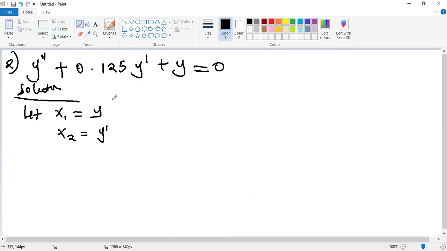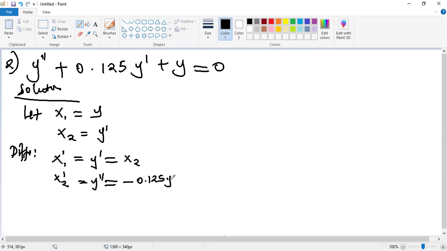Now, differentiating, what do I get? I get x1 prime is equal to y prime, and x2 prime is equal to y double prime. But look at our y double prime here. We can make it the subject of the formula. So let's write y double prime is equal to, and y prime here, we can convert and just write it directly. It is equal to x2 from this. Now, y double prime is equal to minus 0.125 y prime minus y.